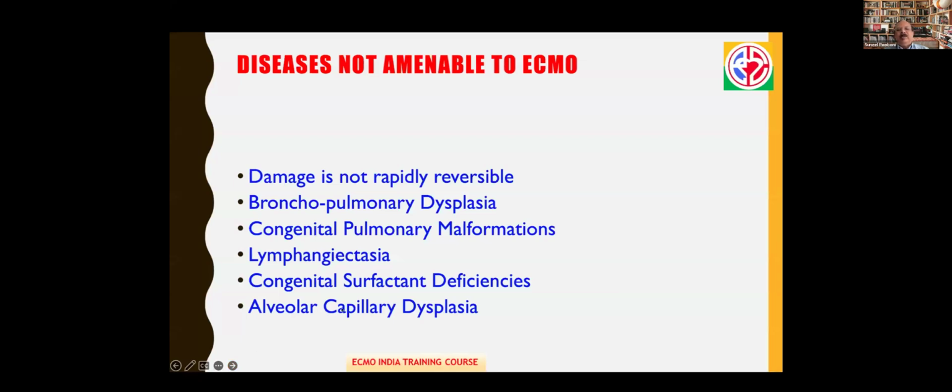Alveolo-capillary dysplasia means in the lung, alveoli are at one place and capillaries are at a different place. Capillaries do not surround the alveoli homogeneously. At some places they do, but at most other places they don't. So this condition is called alveolo-capillary dysplasia.